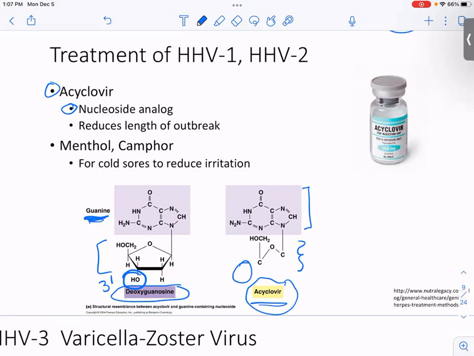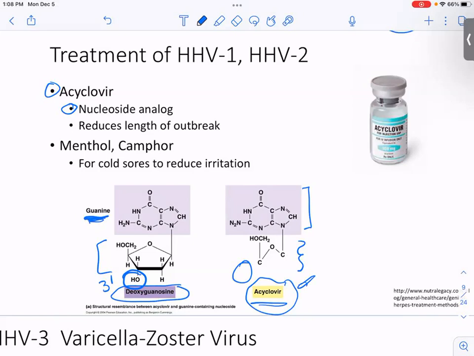Viral polymerases are generally a lot more indiscriminate. Our polymerases, remember DNA polymerase 3, that's the main enzyme in replication. It makes very few errors, and the errors that it does make, it usually is able to fix them. So viral polymerases, again, not that high fidelity. They'll throw anything in there. So when they do throw in acyclovir, that halts their replication.